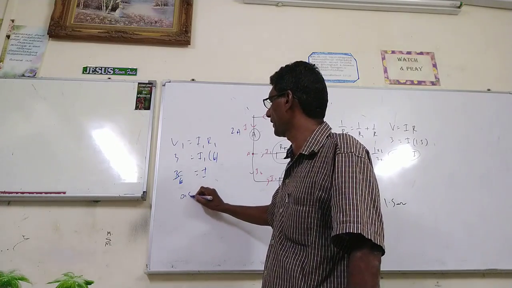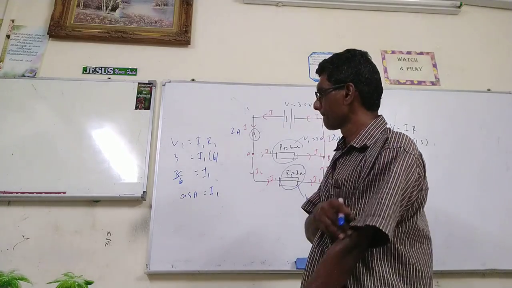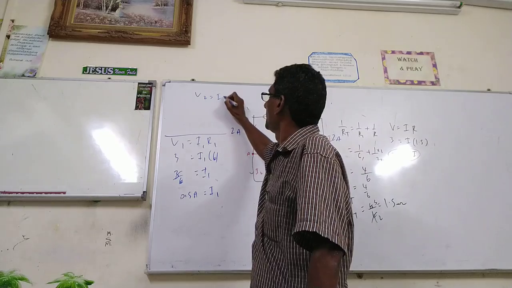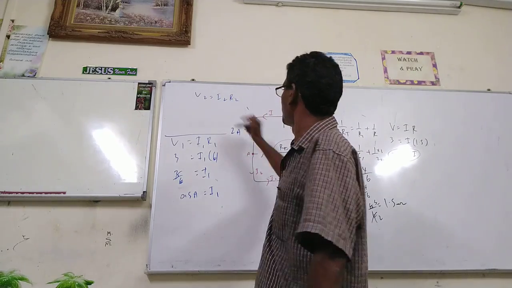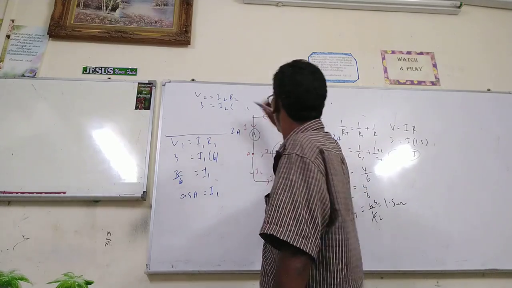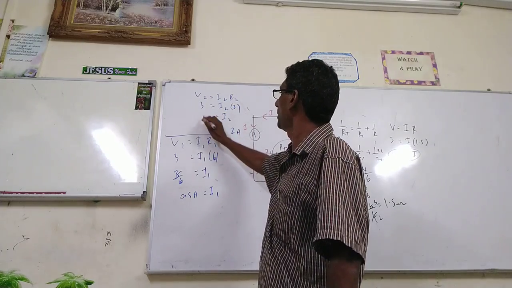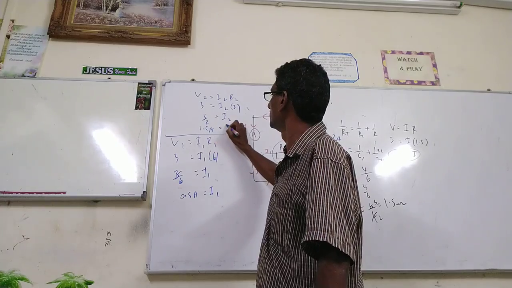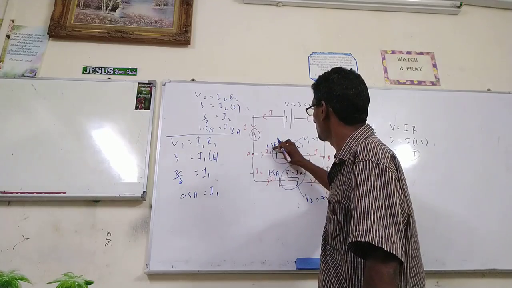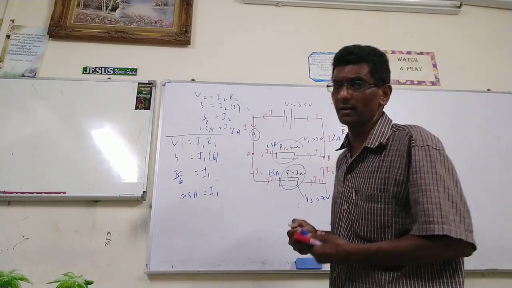So 0.5 ampere. This is I1. And V2 equals I2 times R2. This voltage is 3 volt also. I2 we don't know, R2 we know is 2 ohm. So I2 equals 3 divided by 2, which is 1.5 ampere. So 0.5 plus 1.5 is 2 ampere, the total current. The answer is correct.